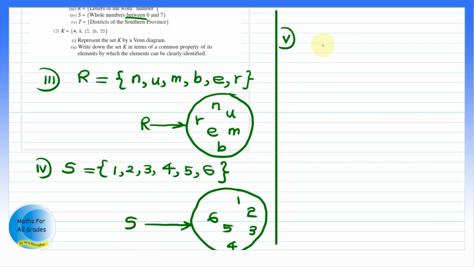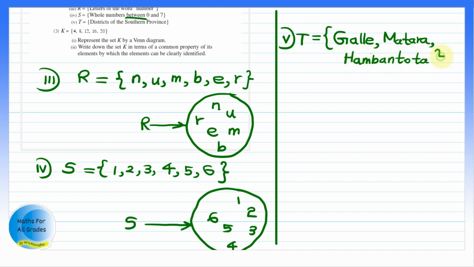Row number 5. T is a set of districts of the southern province. T equals, open a curly bracket. What are the districts of the southern province? Yes, Galle, Matara, Hambantota. Close the bracket.